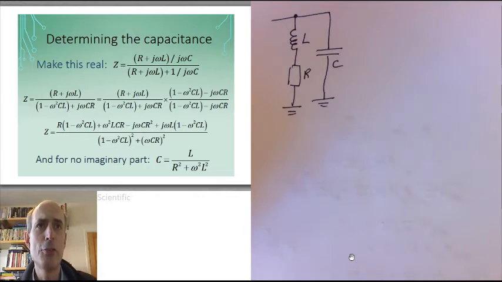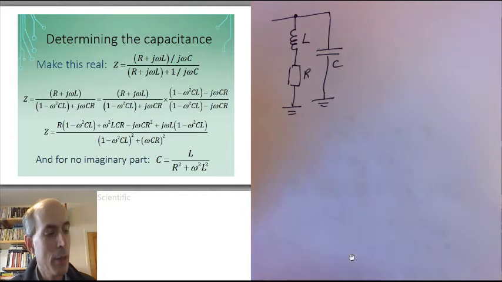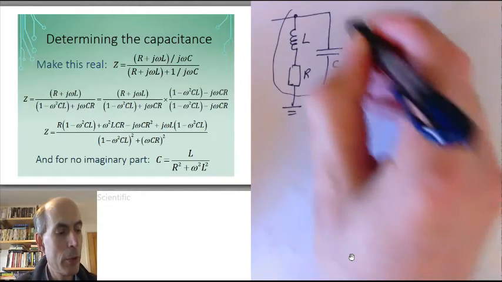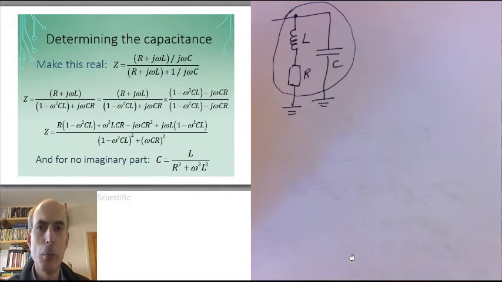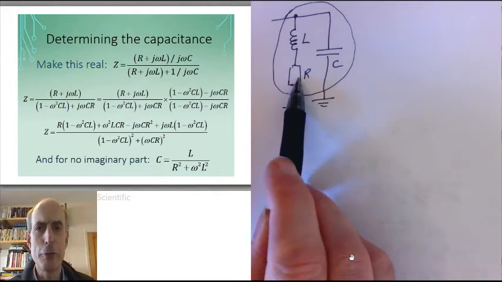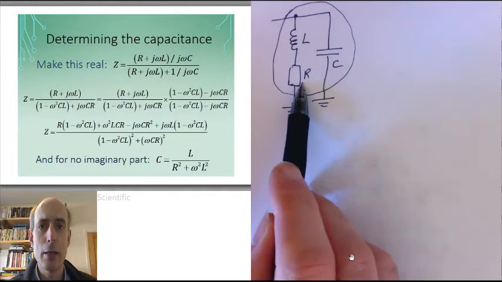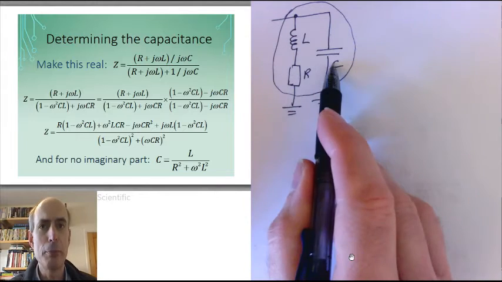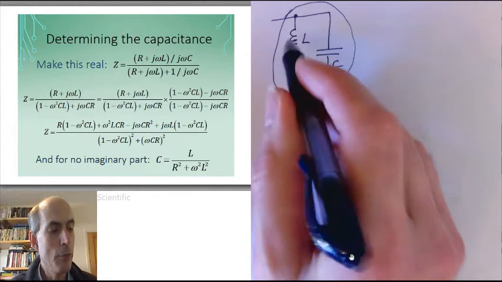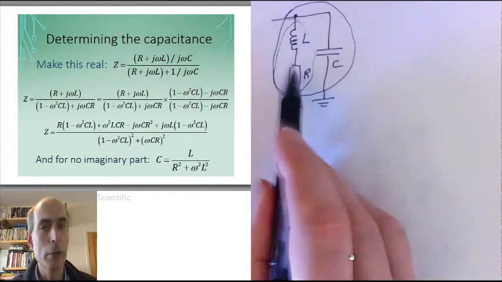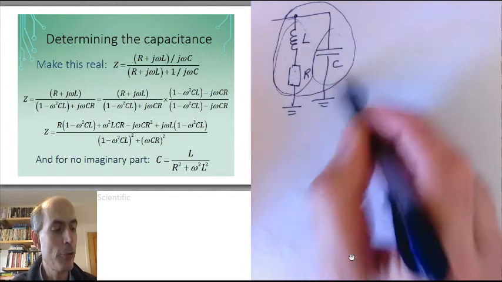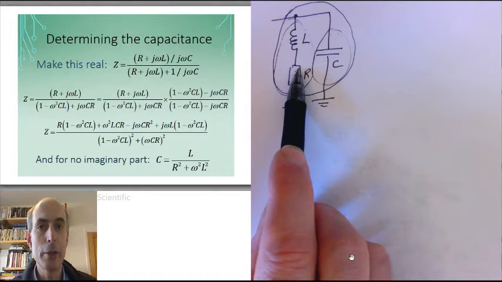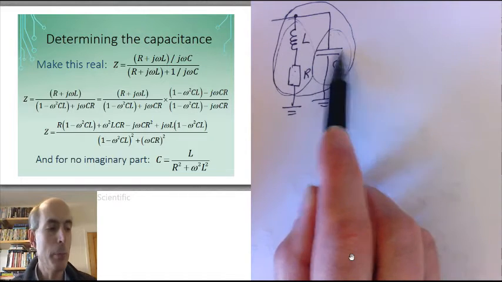And the slightly easier way is to note that if the complex impedance of this network is going to be real, then the inverse of the complex impedance must be real as well. Well, the inverse of the complex impedance will be the inverse of this network plus the inverse of this network, because we've effectively got an RL network in parallel with a capacitor.